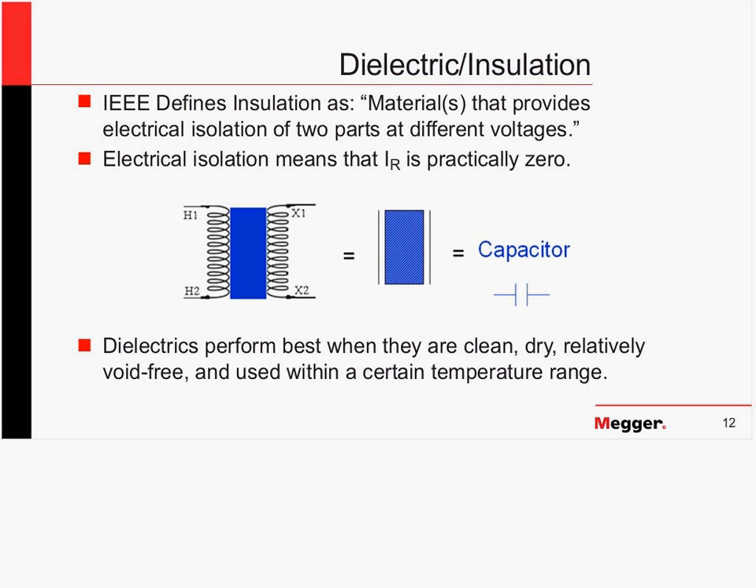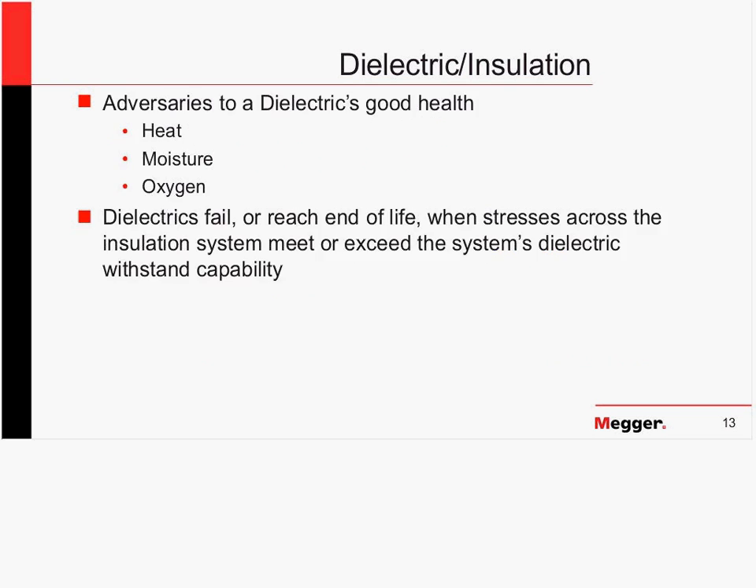So dielectrics perform best when they are clean, when they're dry, when they're relatively free of voids, and also when they're used within the temperature range that they were designed for. In fact, if we look at the three main adversaries to a dielectric's good health, what can hurt the dielectric? Arguably, this is listed in order, with the top one being worst, but I would say moisture and heat probably compete for the number one position. They're both very harmful to the continued good health of your insulation system. Oxygen is on the list as well.